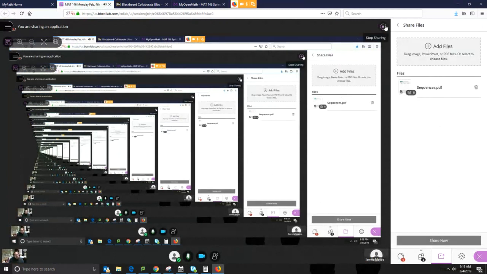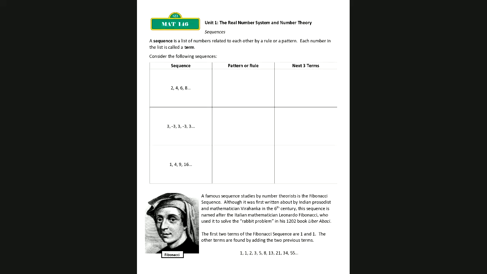Oh, wait a minute. I'm going to stop sharing my screen, and I'm going to share the sequences information sheet with you. Now you have this information sheet as well, so we're going to look at as much of this as we can before time runs out. But let's take a look at this.